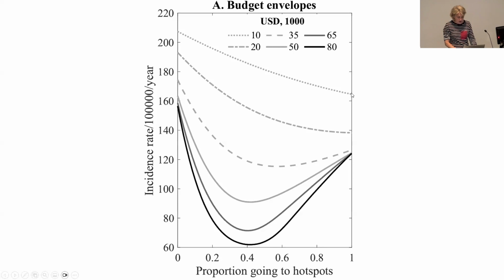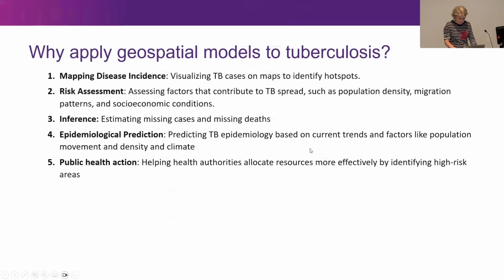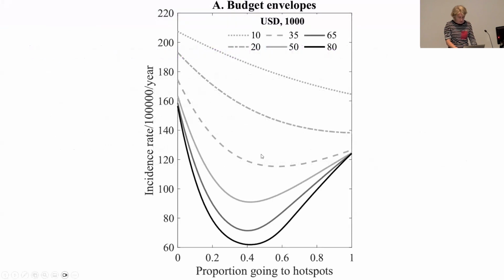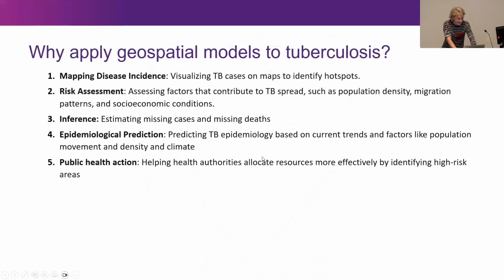So if you have not much money, you should spend all your money on hotspots. But once you get a certain amount of money, you're better off spending it more universally, and that sort of makes sense. All right, so I guess the idea is that mapping is really great. It is very visual. It allows for things like risk assessment and inferring missing cases.